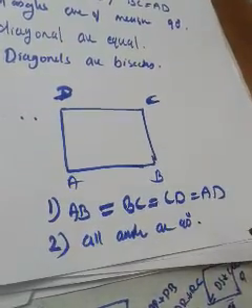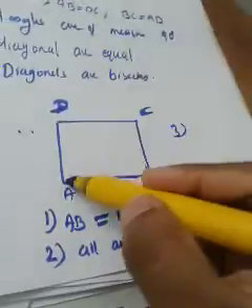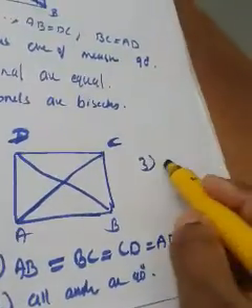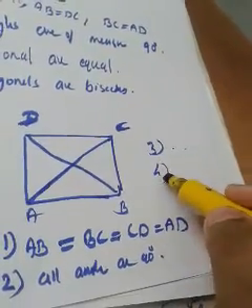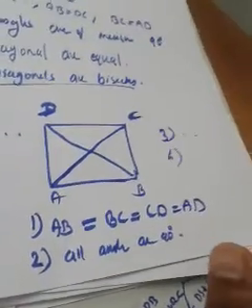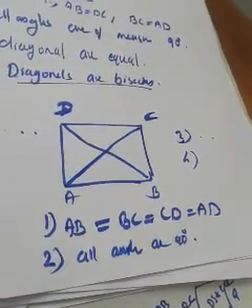And the second property, just like the rectangle, all angles are 90 degree. And the third property, just like rectangle, diagonals should be equal. This diagonal should be equal to this diagonal. And the fourth property is that diagonals bisect each other, just like this one. Okay, so you may understand the square also.